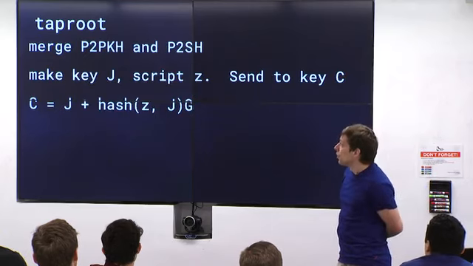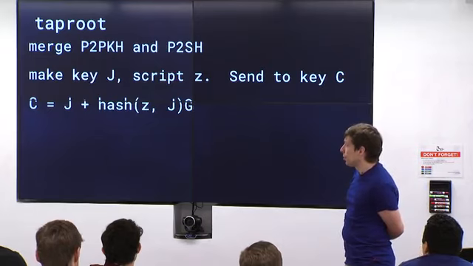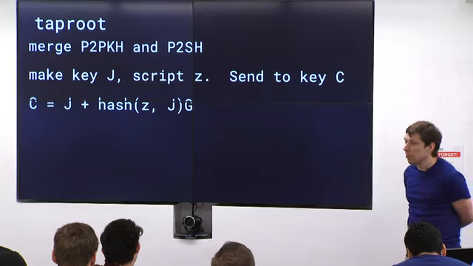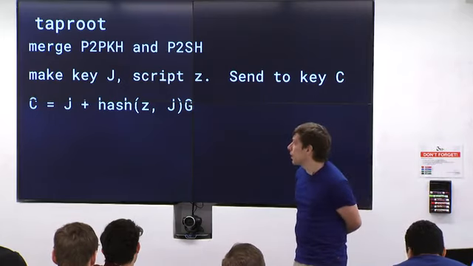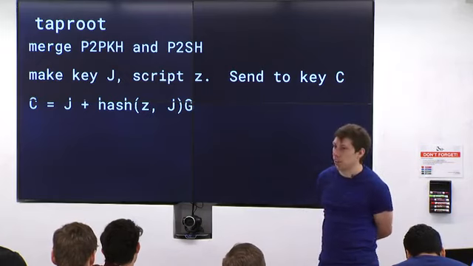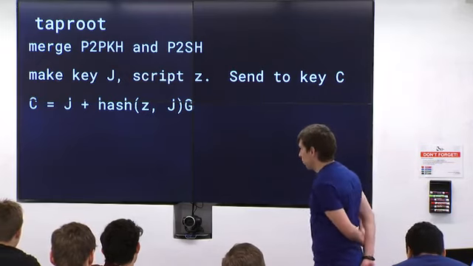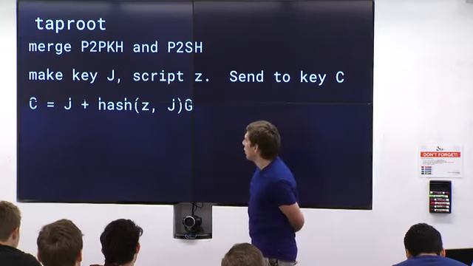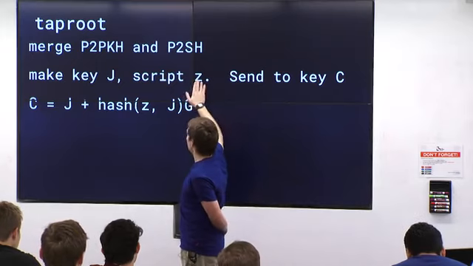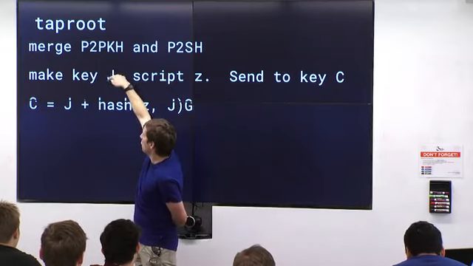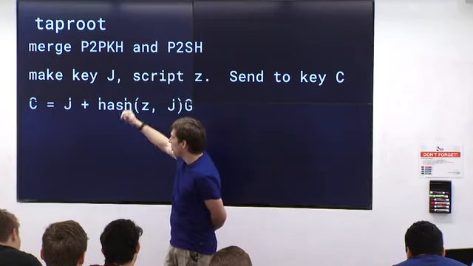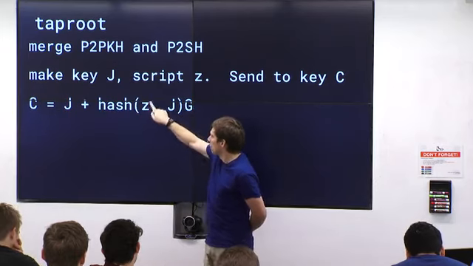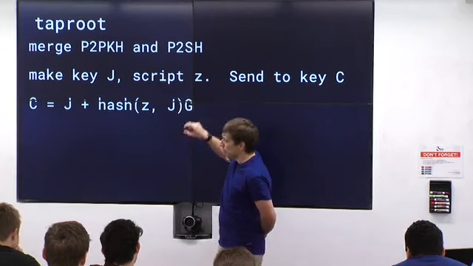So the idea is you use this pay to contract hash construction to merge pay to pub key hash and pay to script hash so that a single output can do both. You make a key J, and J is an actual key, like you have the private key for it. It's a regular old pub key. And you have a script Z. And instead of sending either to the script Z in a pay to script hash construction, or to hash this key J and send to the pub key hash, you say, I'm going to compute key C, which is J plus the hash of my script concatenated with J times G.